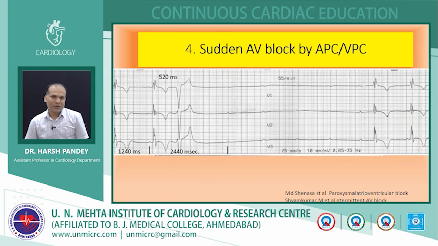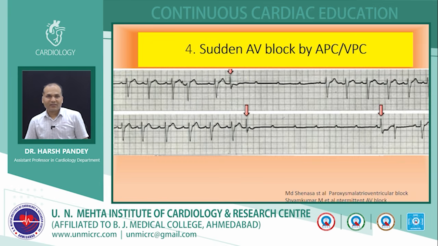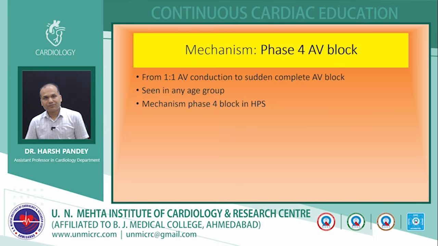This is another example. You can see here one VPC came, followed by all the P waves becoming blocked. And this is another example, when an APC came and after that all the P waves became blocked. So in all these ECG strips that I have shown here, there is a sudden AV block following an APC or VPC, sometimes spontaneously also. So what is happening here?